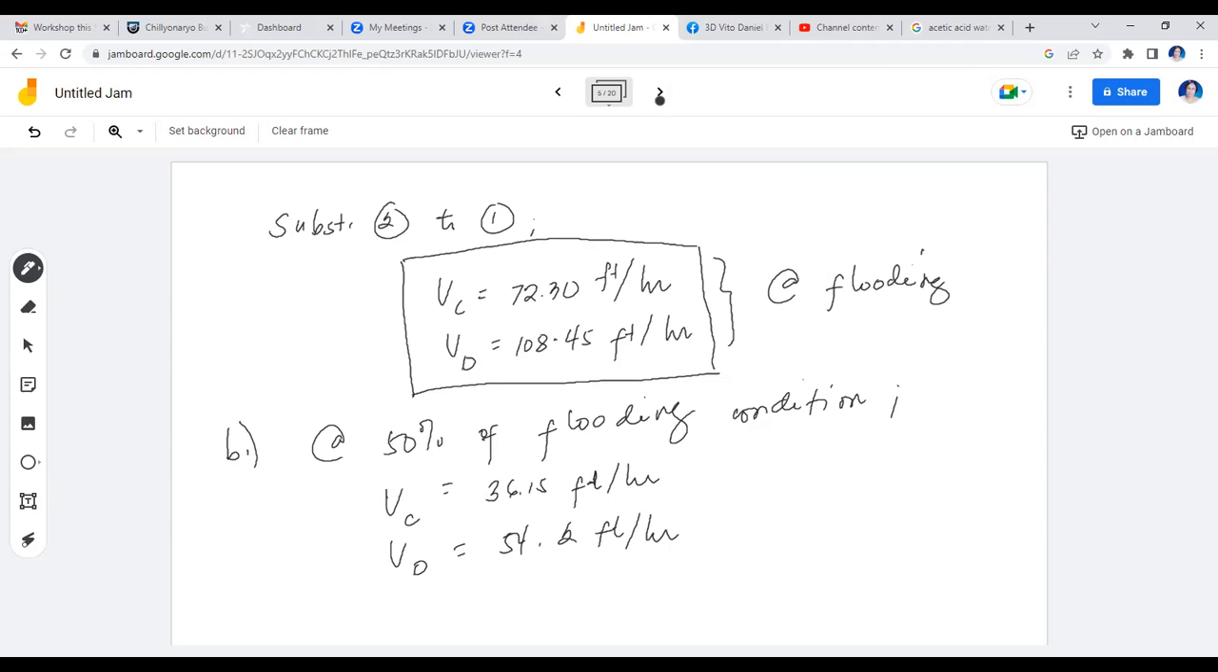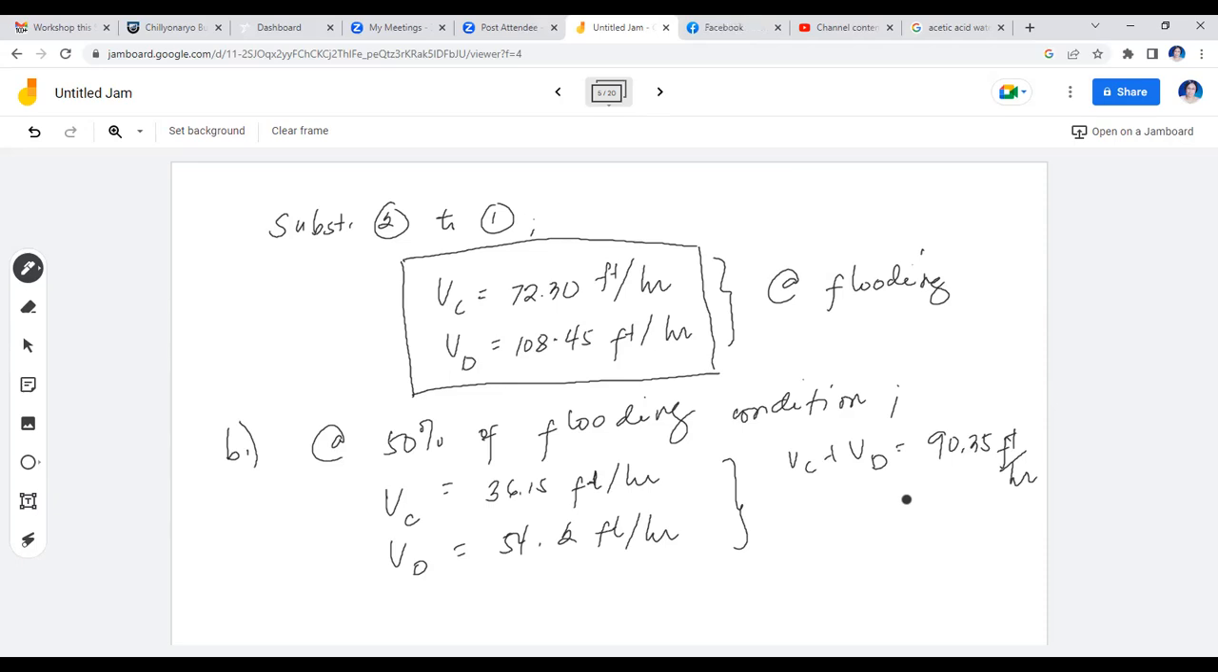Okay? Now, if you're going to get the sum of these two, VC plus VD, the sum is 90.35 feet per hour. Why do you need to get the sum of these two at 50% of the flooding? You need to check from the third table. So take note of the value, 90.35 feet per hour.